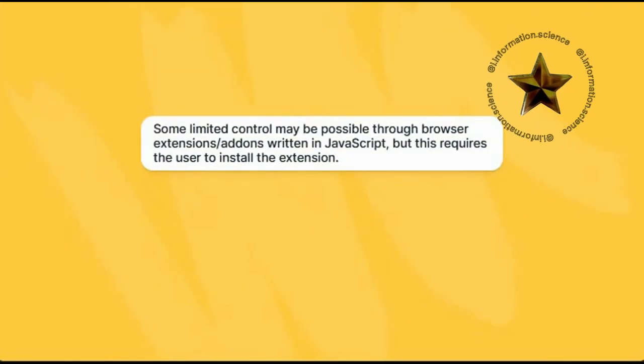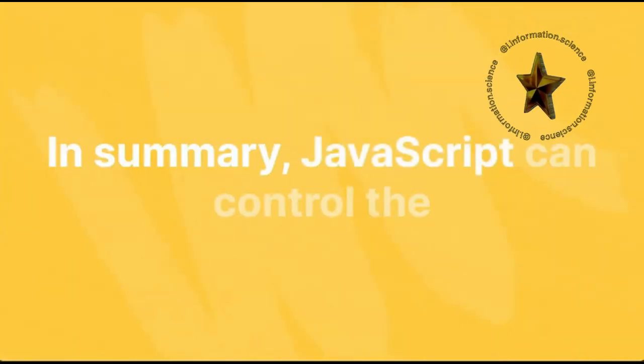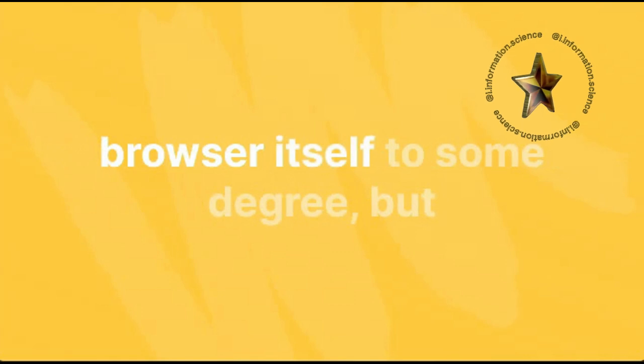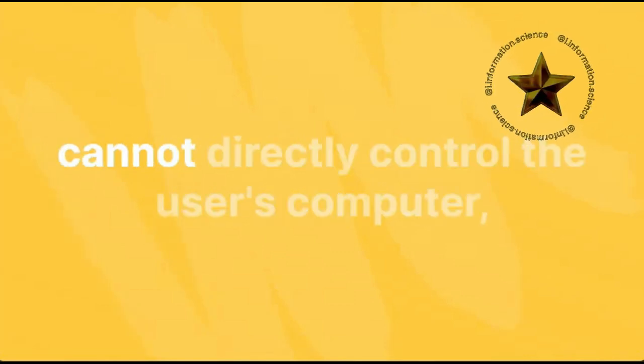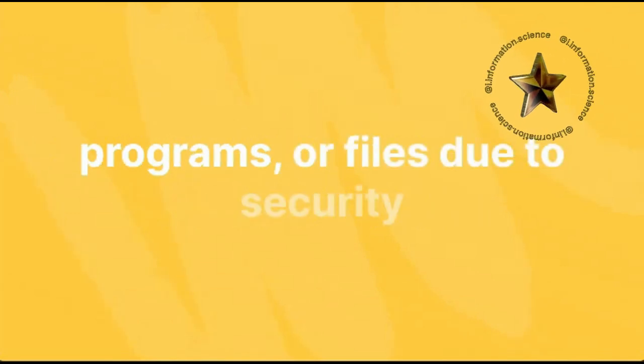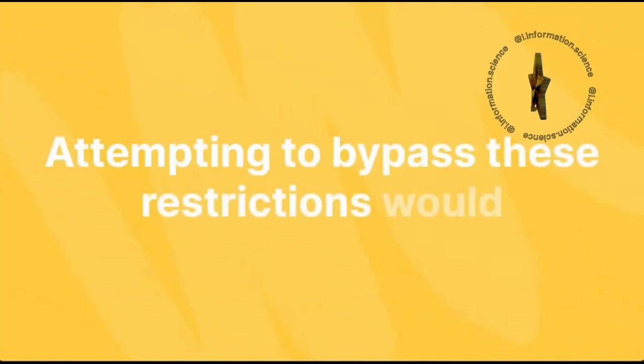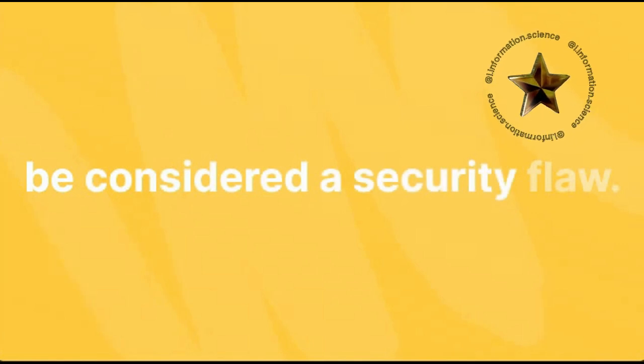Some limited control may be possible through browser extensions or add-ins written in JavaScript, but this requires the user to install the extension. Extensions have more access than regular web pages. In summary, JavaScript can control the browser itself to some degree, but cannot directly control the user's computer, programs, or files due to security restrictions. Attempting to bypass these restrictions would be considered a security flaw.